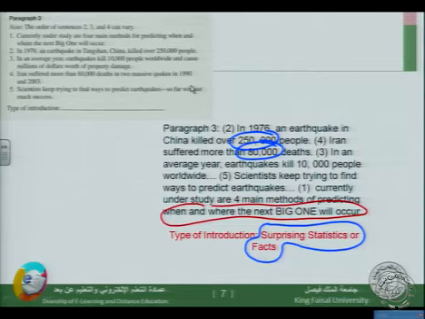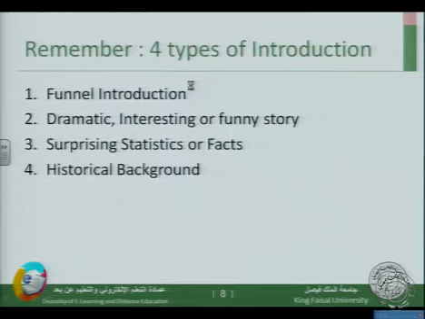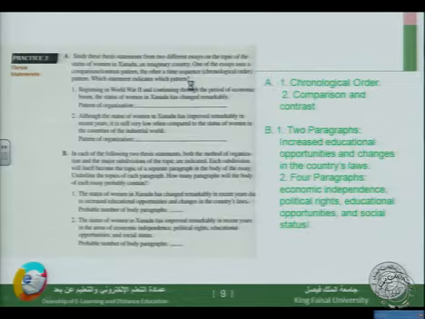So this is kind of short exercises reminding us of the 4 different introductory paragraphs. We have a general introduction, dramatic, interesting, or a funny story. We have surprising statistics or facts introduction. We have historical background introduction paragraph. Practice number 2 actually highlights the importance of doing exercises and thesis statements.